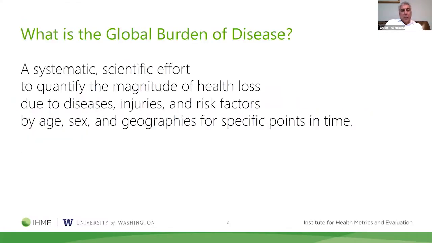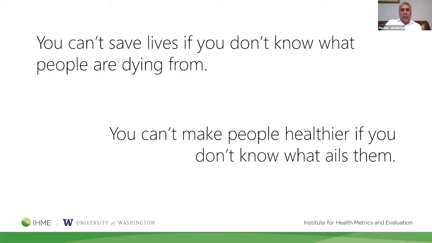The global burden of disease is a systematic scientific effort to quantify the magnitude of health loss due to diseases, injuries, and risk factors. We do it by age, by sex, by time, and by geography, of course, from 1990 to 2019, which was released last Thursday. Basically, you can't save lives if you don't know what people are dying from, and you cannot make people healthier if you don't know what's ailing them.